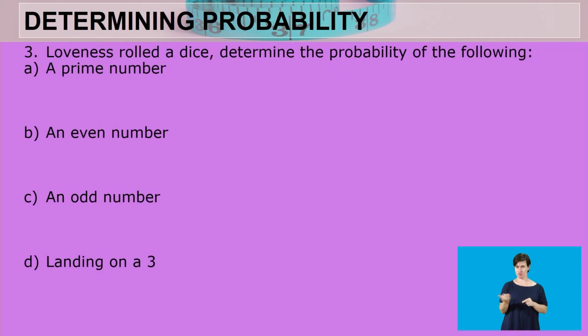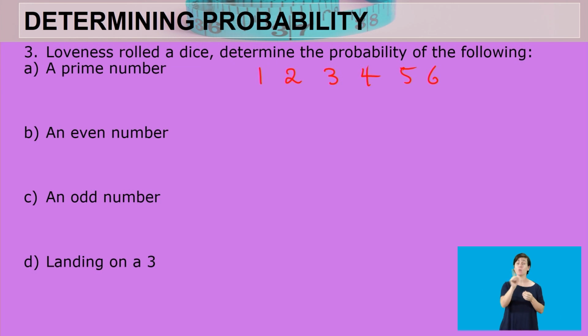Then Loveness rolled a dice. Determine the probability of the following. When you roll a dice, what are the possible outcomes? We've got 6. You can land on a 1, a 2, a 3, a 4, a 5, or a 6. Then question A says, determine the probability of a prime number.